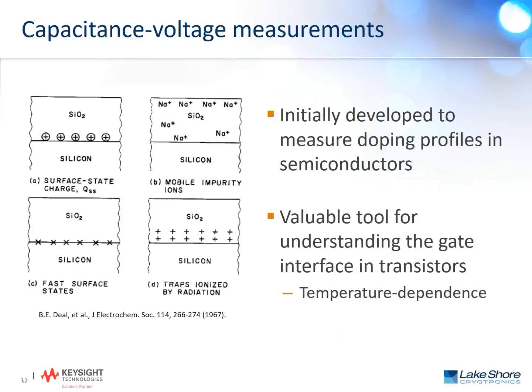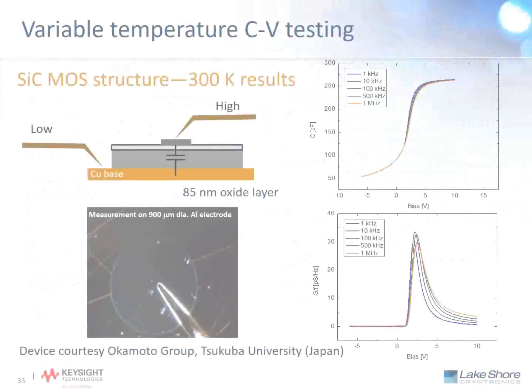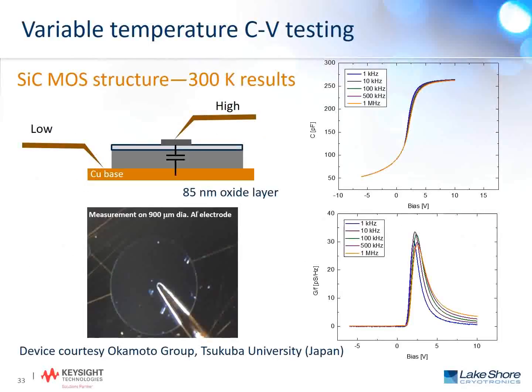Temperature dependent, because this is a valuable tool for looking at the interface, the addition of temperature dependent characterization allows us to look at how defects affect the CV curves over temperature. The example we'll give you today is that of a silicon carbide MOS structure.